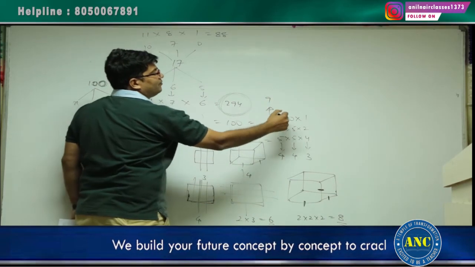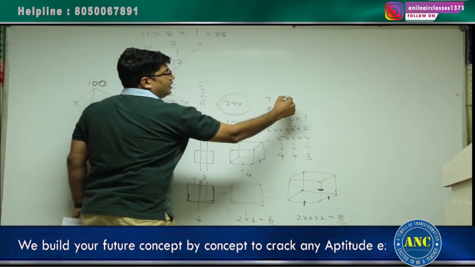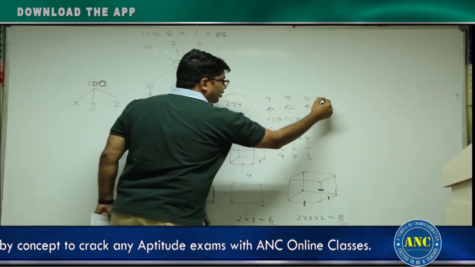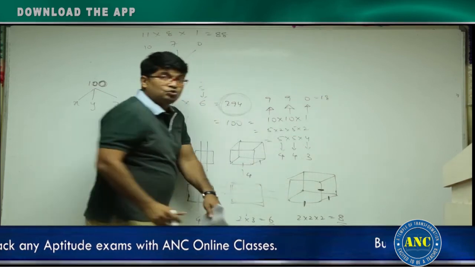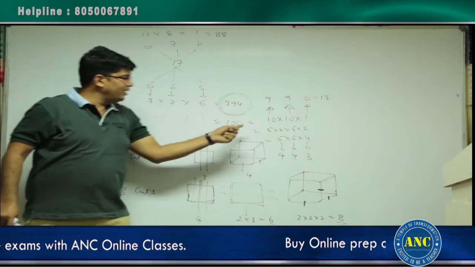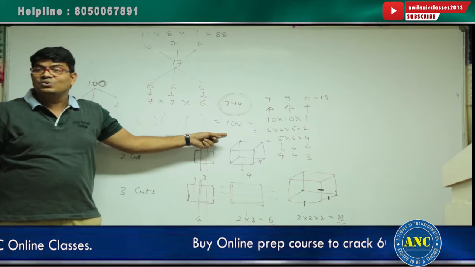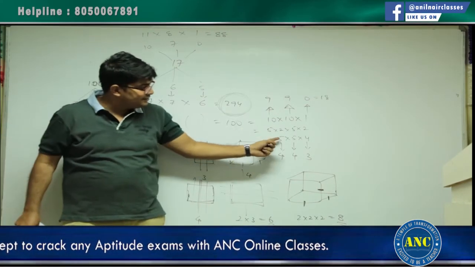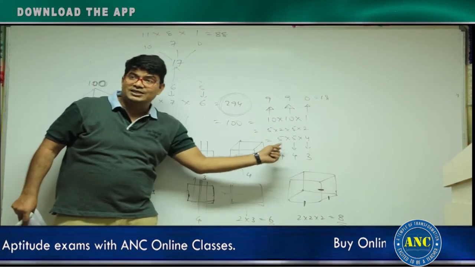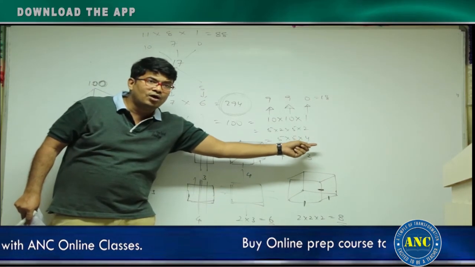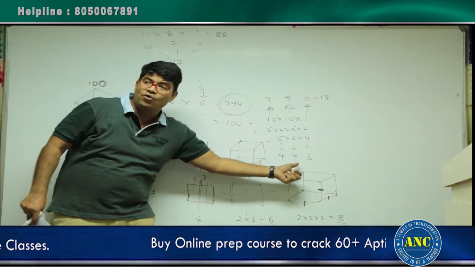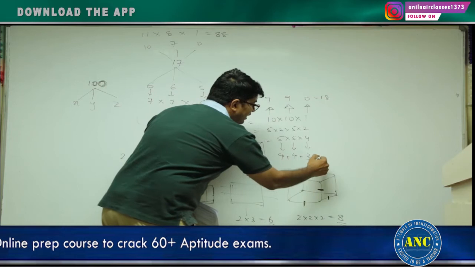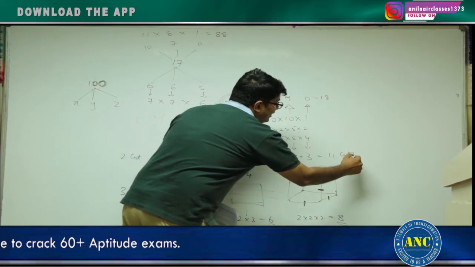For these 10 pieces, 9. For this one piece, 0 cut. 9 plus 9 plus 0, 18. So with 18 cuts also you can get 100. But the question is asking you the least. For least, the closest multiplication is 5 into 5 into 4, which will lead you to 4 and 3 cuts. Therefore, 4 plus 3, you will need 11 cuts.